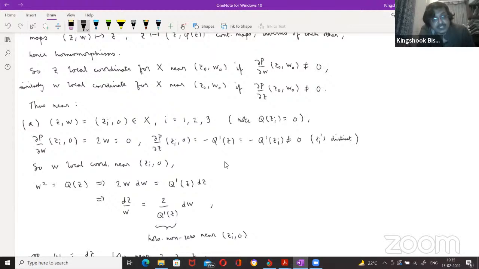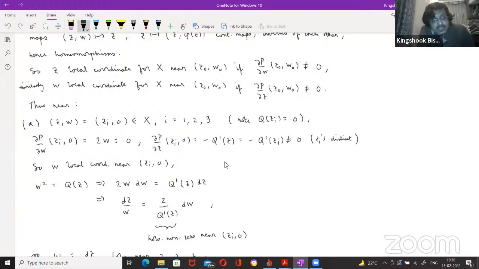So I compute the partial derivatives, ∂p/∂w at (z_i, 0). So p was w squared minus q(z). So ∂p/∂w is just 2w. So that is 0. But ∂p/∂z will be minus q'(z), and so that's minus q'(z_i). And this is non-zero because q has distinct roots, so the roots are simple. So q' is non-zero at the zeros. So that means that since ∂p/∂z is non-zero, w is a local coordinate near these points of the algebraic curve, (z_i, 0).